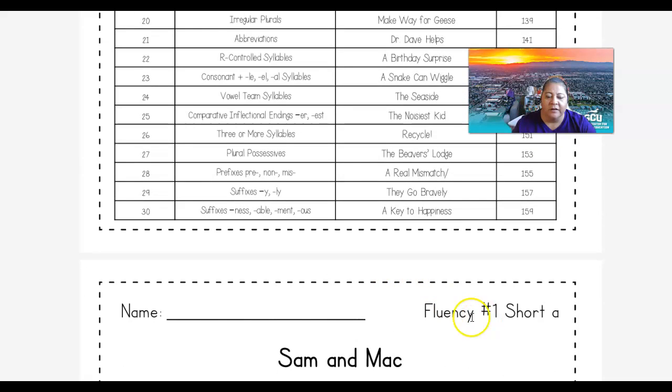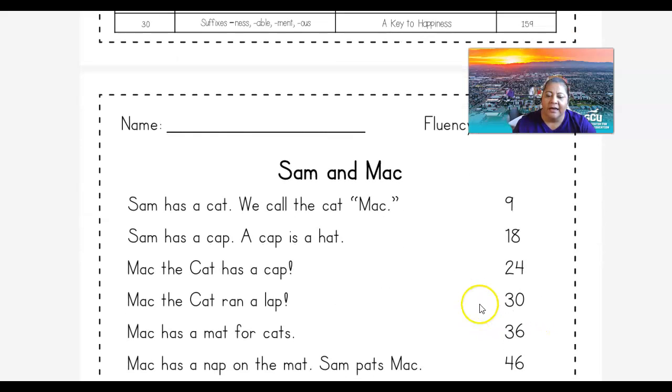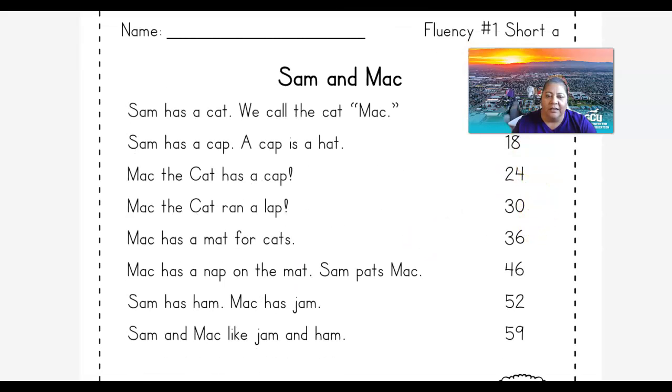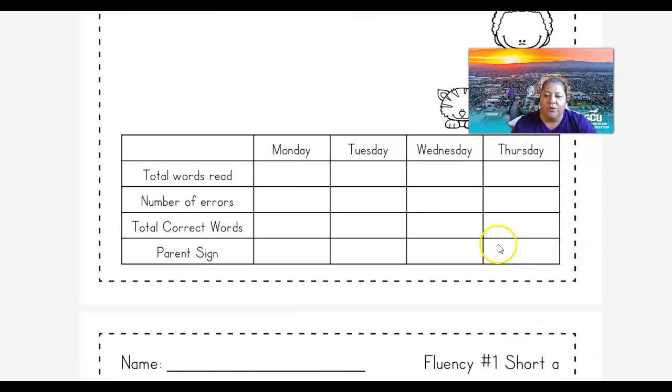So let's look at some of these skills. This one here is Fluency number 1, short A. And as you can see, it is all short A words. The numbers here are the number of words. So if they read all the way up to here, it's 30 words per that minute. And then what you do is you deduct any words that they have incorrect. You also can show this to the students, with how many words they read, the total errors they made, and total correct words, and then you can even share with the parents as part of communication with them.